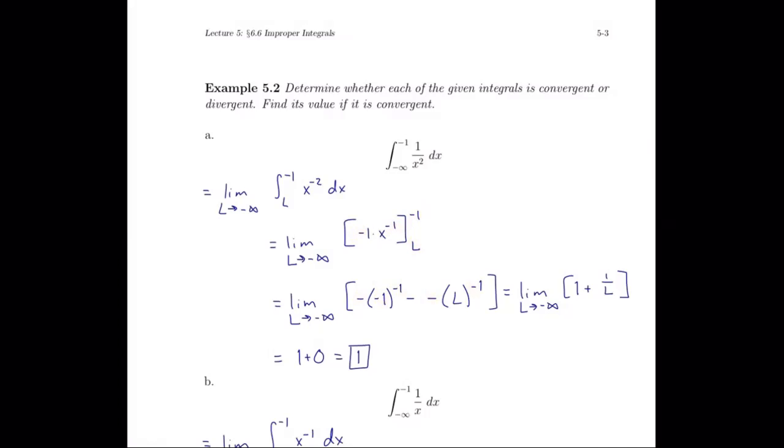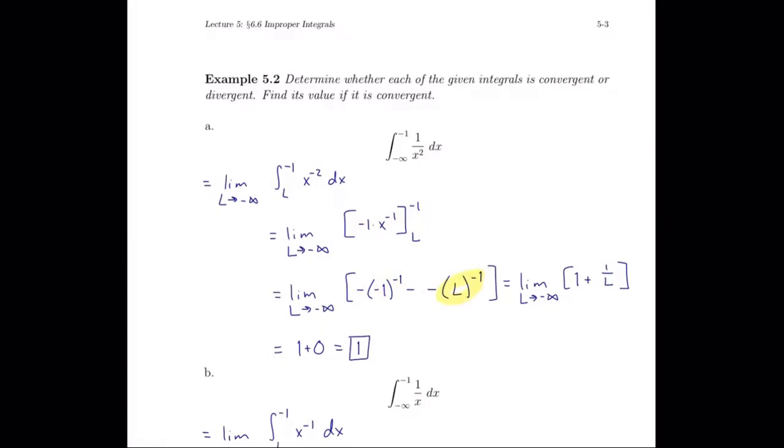And when we look at this, we realize that this is 1 over L, and it's plus 1 over L. And also, this is negative 1 to the negative 1 power. Well, to the negative 1 power just makes it 1 over negative 1, and the double negatives here make it positive, so it's just positive 1 plus 1 over L. And now we take the limit as L goes to negative infinity.